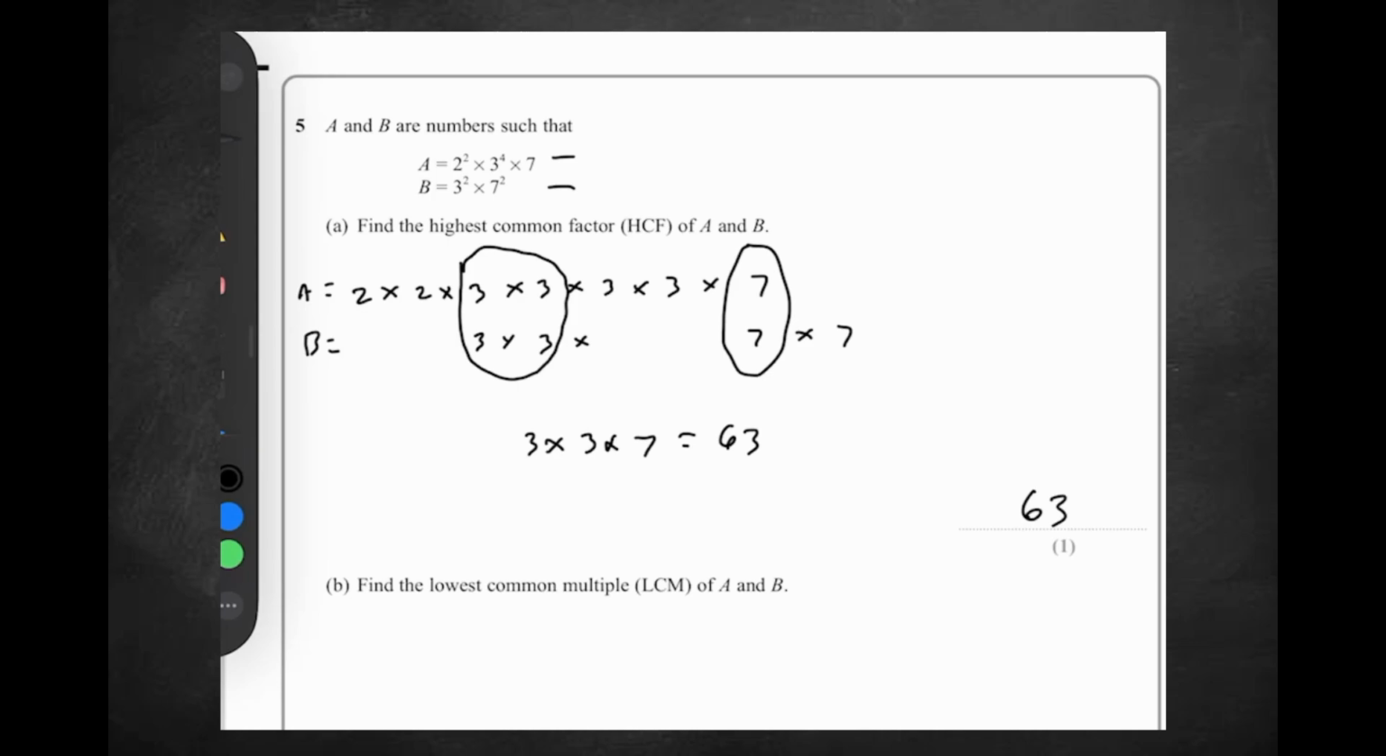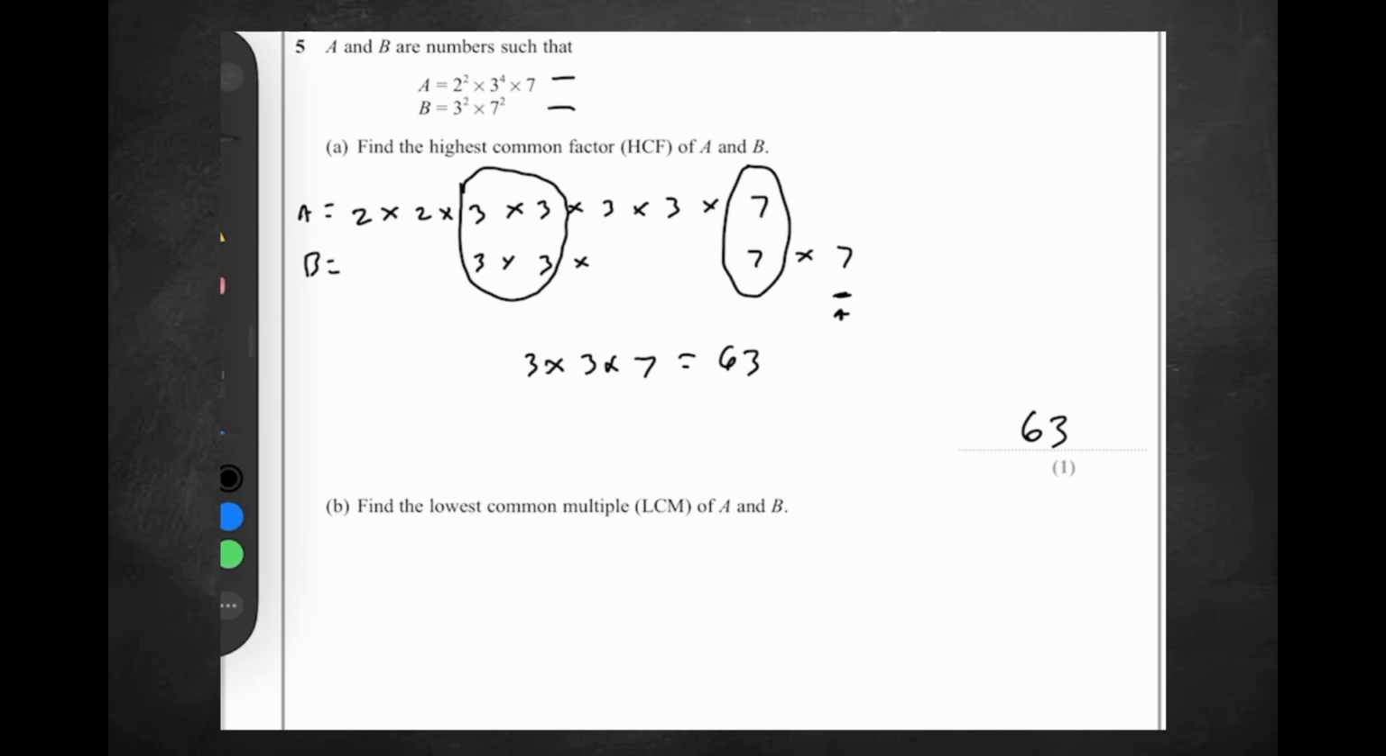And part B, find the lowest common multiple of A and B. So in order to do that, we need to multiply together A and B to get a multiple of both of them, but that won't be the lowest common multiple.